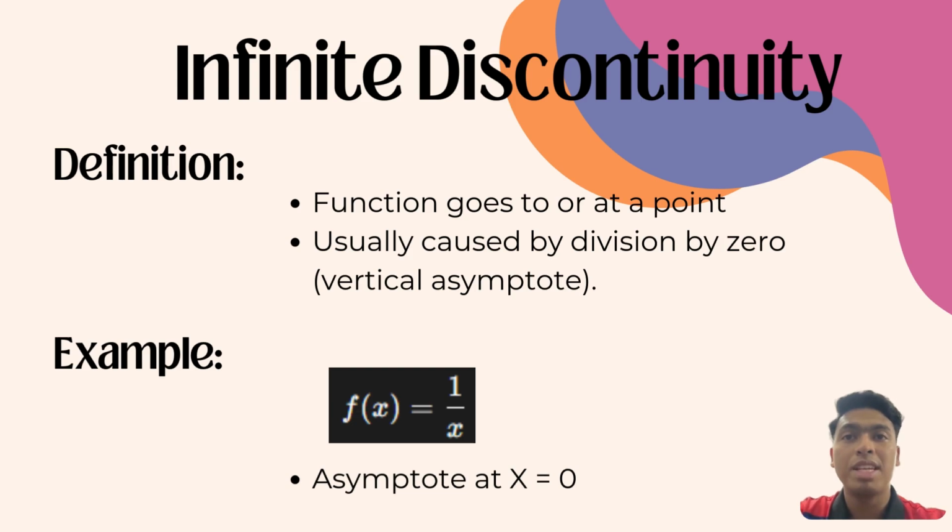The third type is infinite discontinuity. This happens when a function approaches positive or negative infinity at a certain point. It usually occurs when the denominator becomes 0, causing the function to explode towards infinity. A simple example is the function 1 over x, which has a vertical asymptote at x equals 0. On the graph, the values rise or fall without limit near that point.